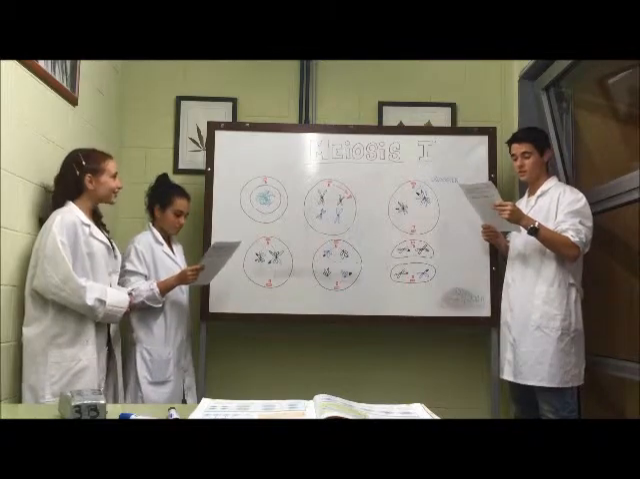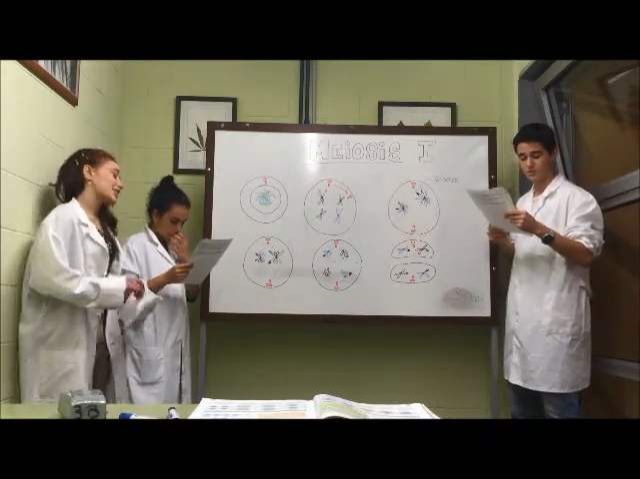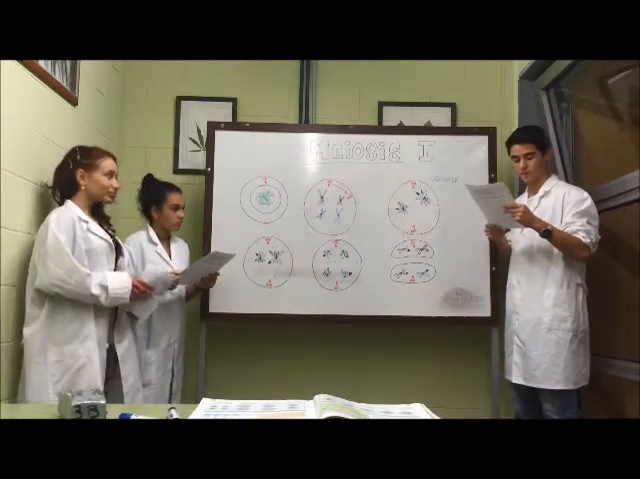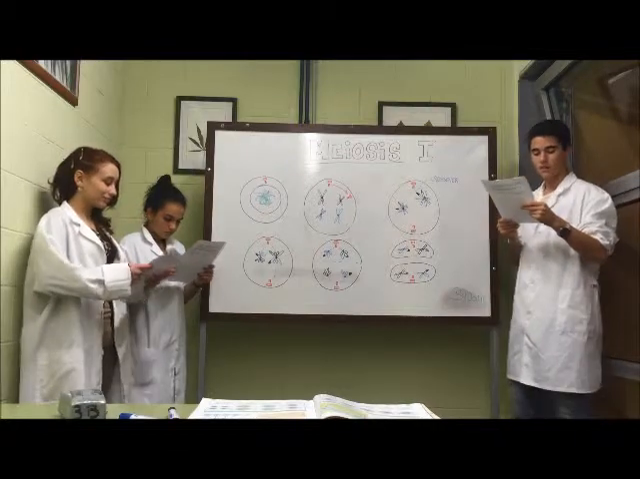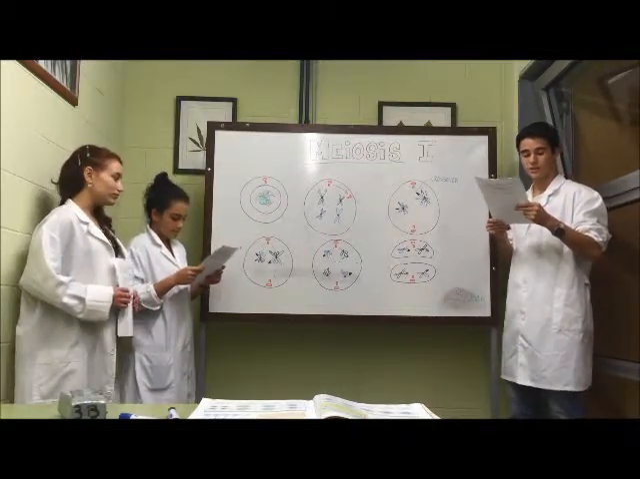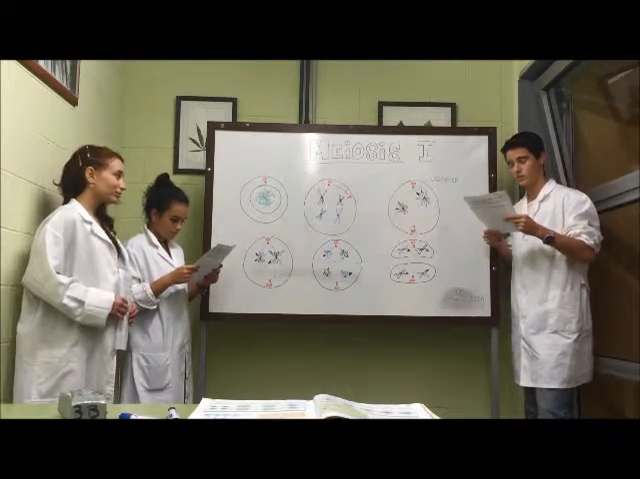The meiosis is the division of the cell of the sexual organs. The meiosis is different of the mitosis because at the end of this process we obtain 4 cells instead of 2. The meiosis is formed by 2 different phases, the meiosis 1 and the meiosis 2, and each one has different parts. Now my colleague will explain the start of the process.